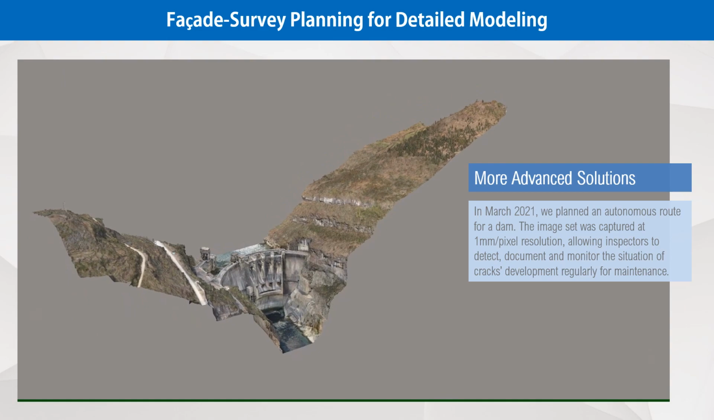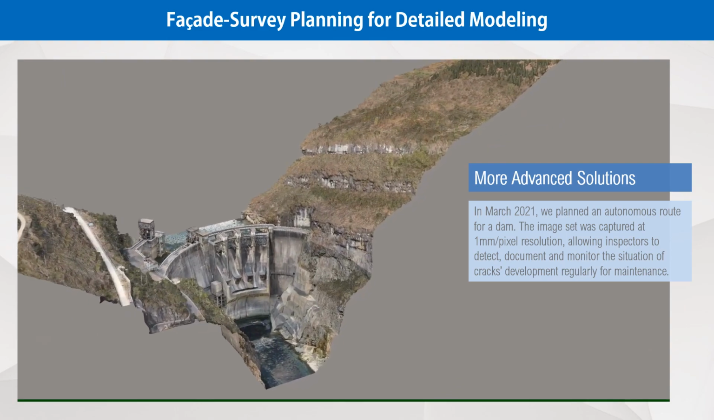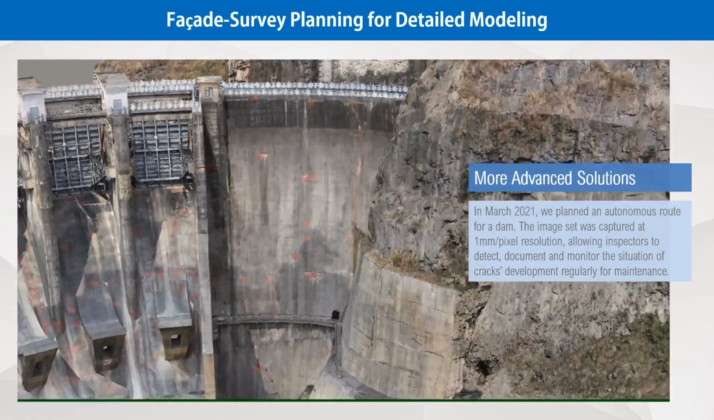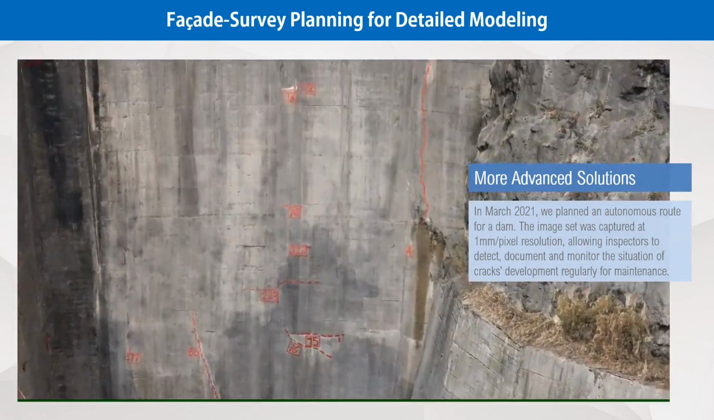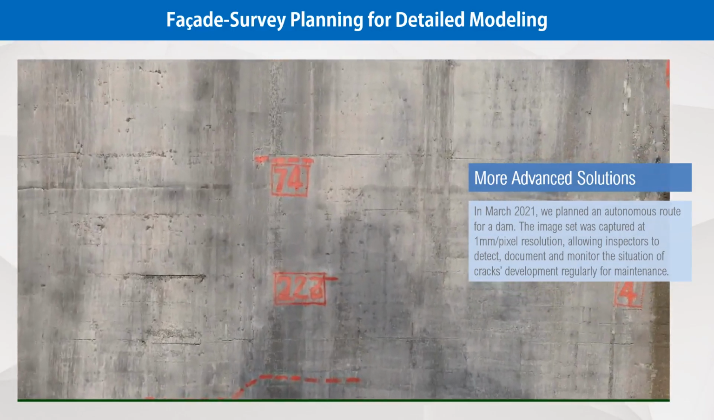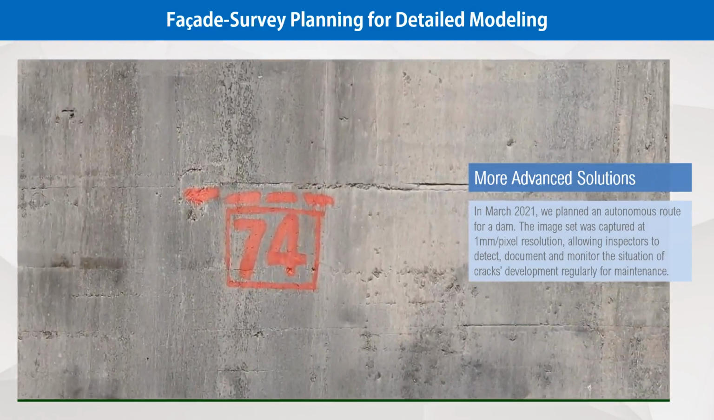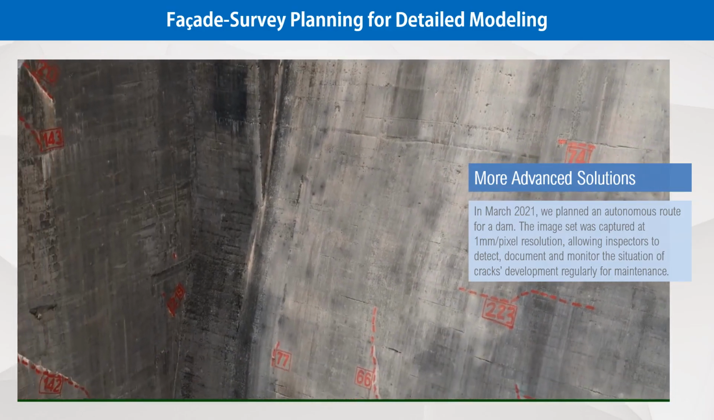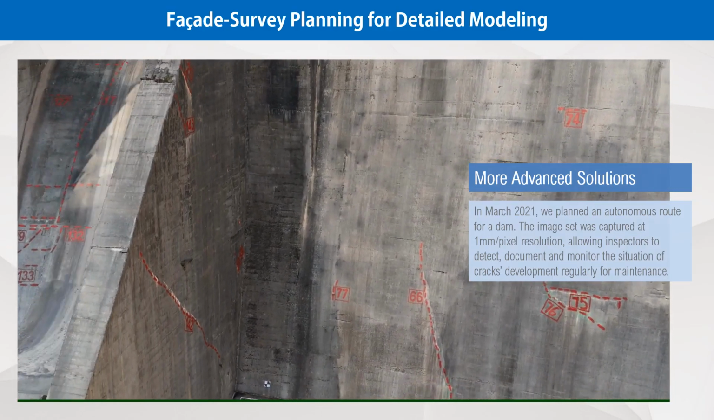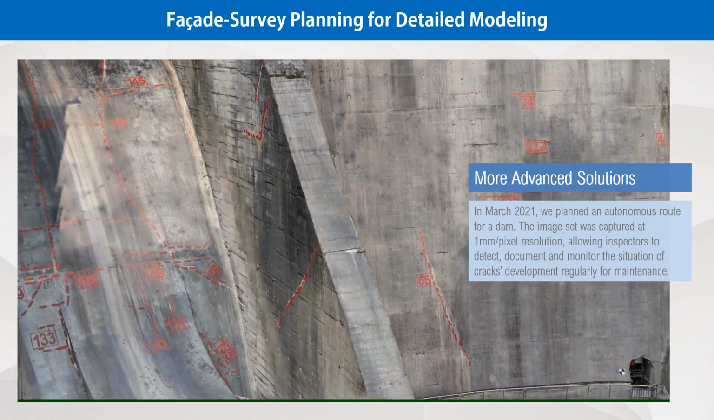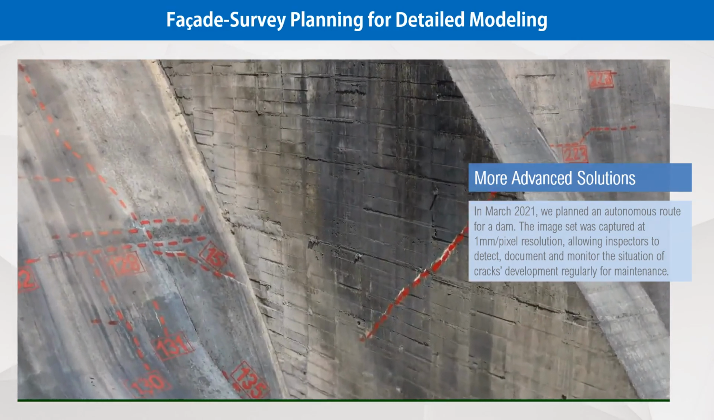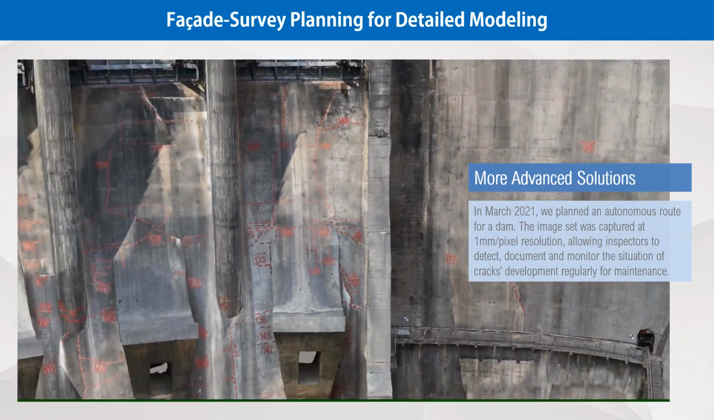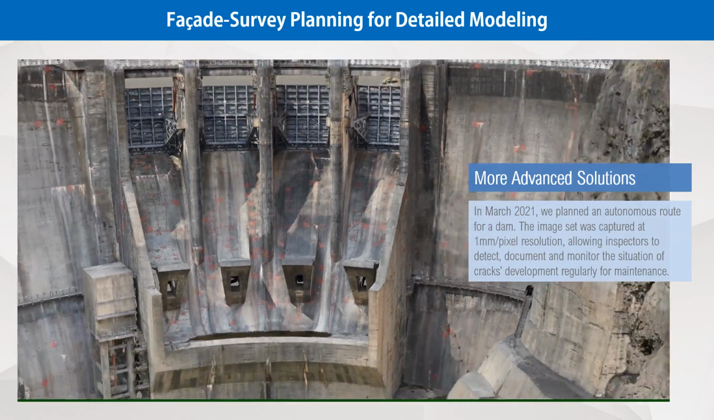In March 2021, we planned an autonomous route for a dam and delivered a 1 mm per pixel resolution of the dam facade structure. It is sufficient to be applied for the detection and documentation of cracks, and this autonomous route can also be executed repeatedly by the inspector to monitor the situation of cracks development for maintenance use.